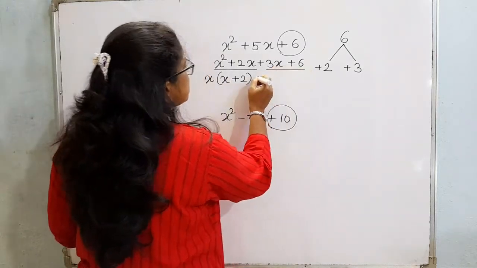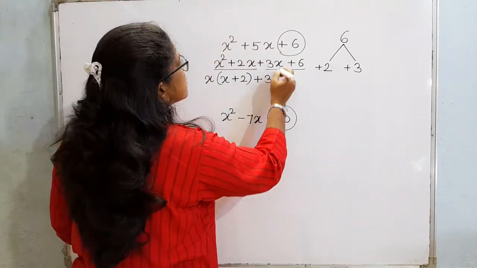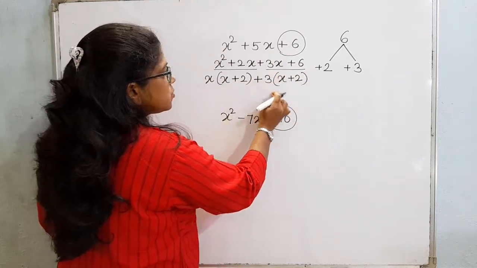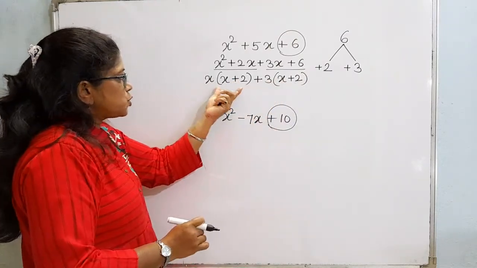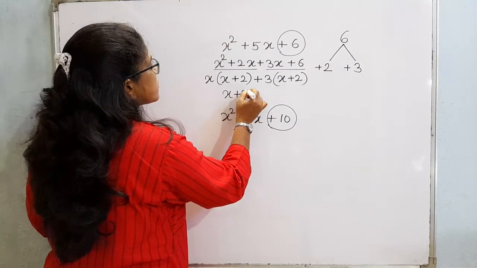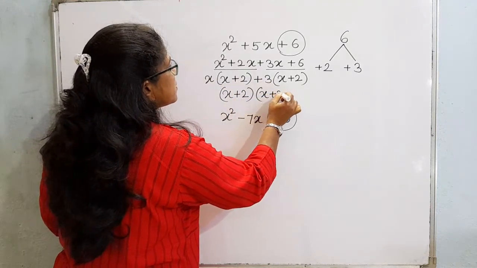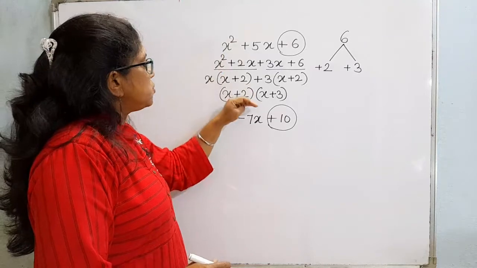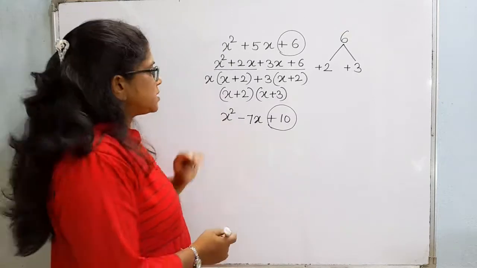Now from these 2 terms, 3x plus 6, 3 is the common factor. 3 into (x plus 2). 3 into x, 3x, 3 into 2, plus 6. Now just observe these 2 terms, (x plus 2) and (x plus 2), is the common bracket. (x plus 2) and from here x and from here 3. So here we complete the factorization of the first expression. See, it's so easy.